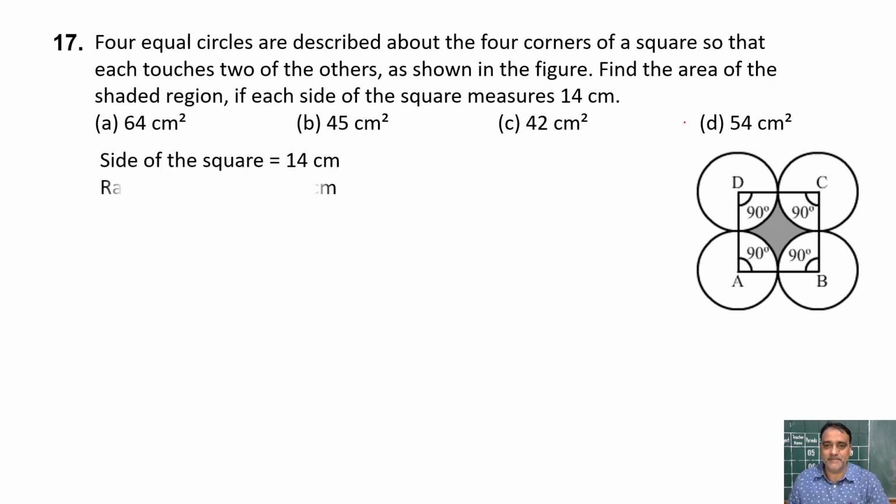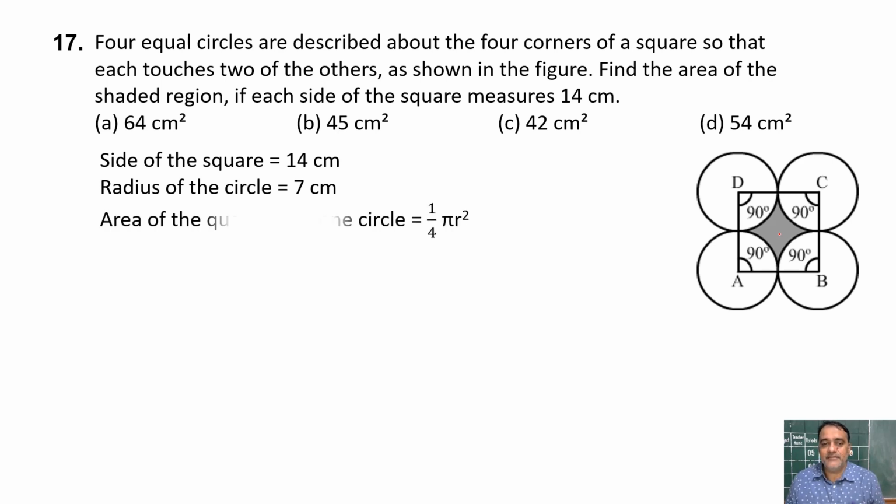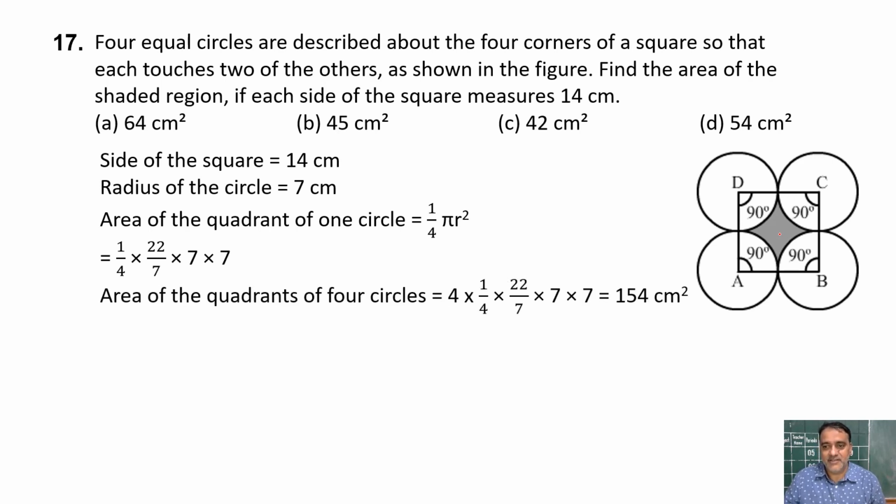7 centimeter. Very good. So now area of shaded region is equals to area of square minus area of 4 quadrants. Okay, from the square remove the 4 quadrants. So area of one quadrant we know that it is 1/4 pi r square, that is 1/4 into 22/7 into 7 into 7. And area of 4 quadrants will be 4 into this. So we can cancel this 4 and 1 7 and we'll get 154 centimeter square.